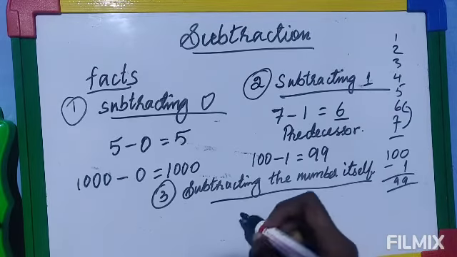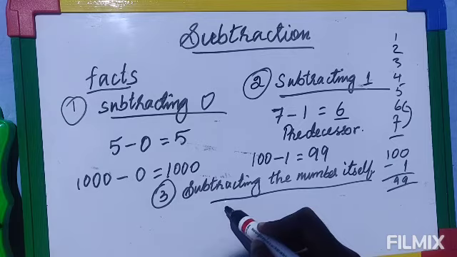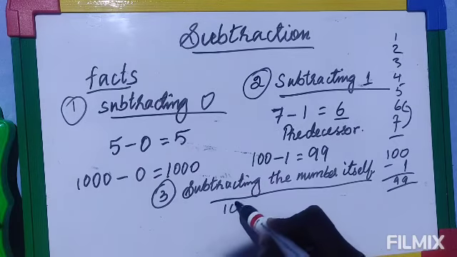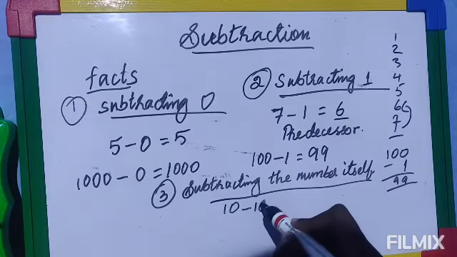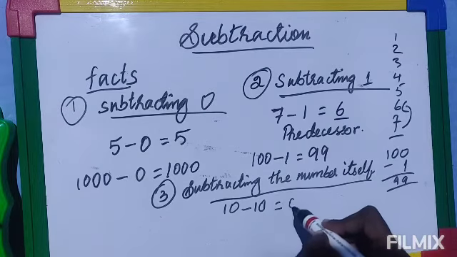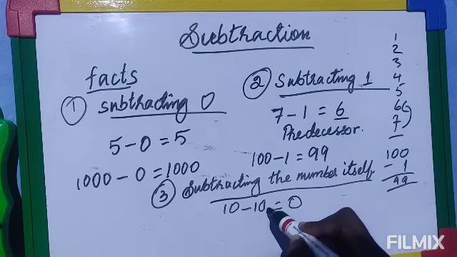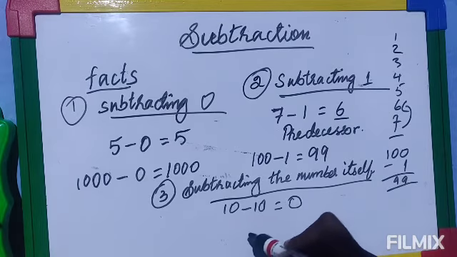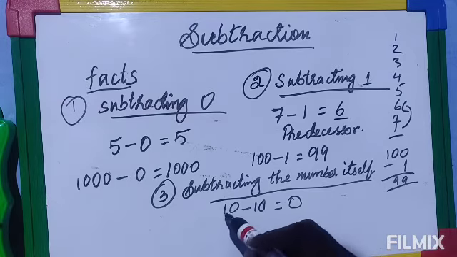Subtracting the number itself. Suppose the number is 10. From 10 you subtract 10, and you will get 0. From a number, if you minus the same number, you will get 0. Any number you can take.